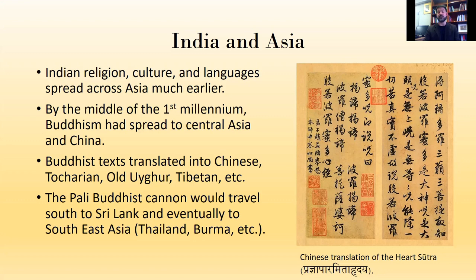And we know that there are relatively early translations of Sanskrit Buddhist texts into Chinese. So I give you here an example of a Chinese translation of the Heart Sutra, the Prajna Paramita Hridaya in Sanskrit. But many of these texts were then translated, either from Sanskrit or from some Middle Indic that is a descendant of Sanskrit, into any number of languages along the Silk Road, such as Tocharian, Old Uyghur, and Tibetan a bit later on. And from China, of course, it spread to Korea and Japan eventually.